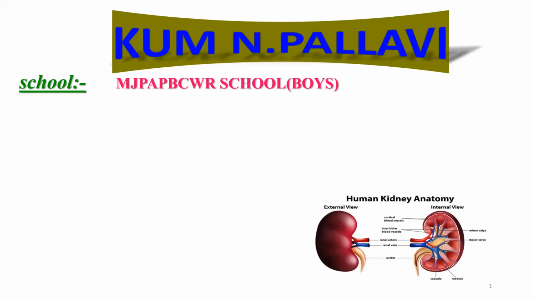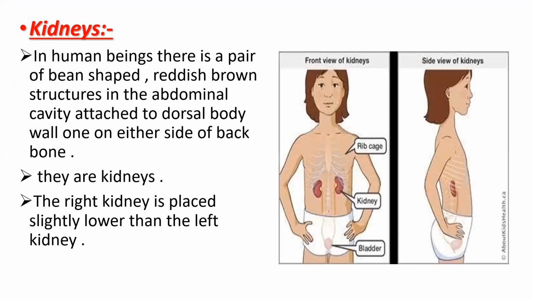Good morning, dear students. Last class we discussed the kidneys. In human beings, there are a pair of kidneys. They are bean shaped and reddish brown structures. They are located in the abdominal cavity, attached to the dorsal body wall, on either side of the backbone. The right kidney is placed slightly lower than the left kidney.